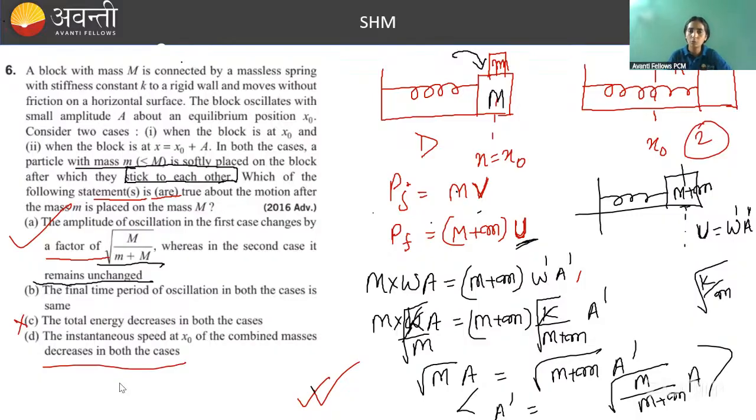अब देखो, दोनों ही केस में आप वेलोसिटी का ये लगा लो। क्या हुआ है? u तो डेफिनेटली डिक्रीज हुआ है ना, because u you are writing as mv by m plus m, so definitely m plus m is greater than m, so this is going to be less than v. So in first case, u is smaller than v, that is speed has decreased at equilibrium position.